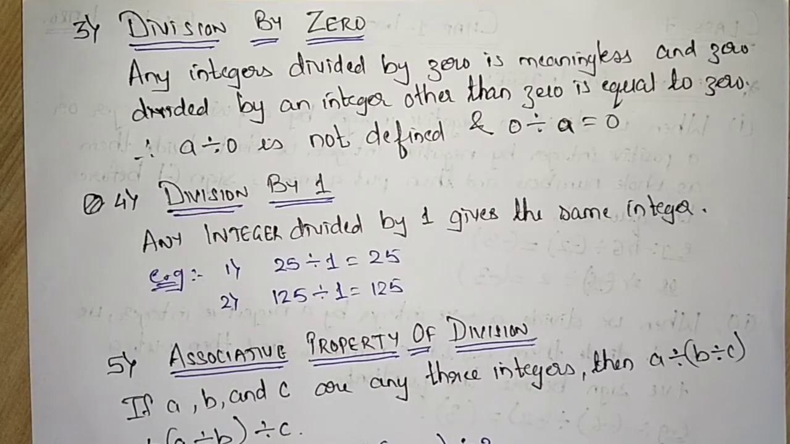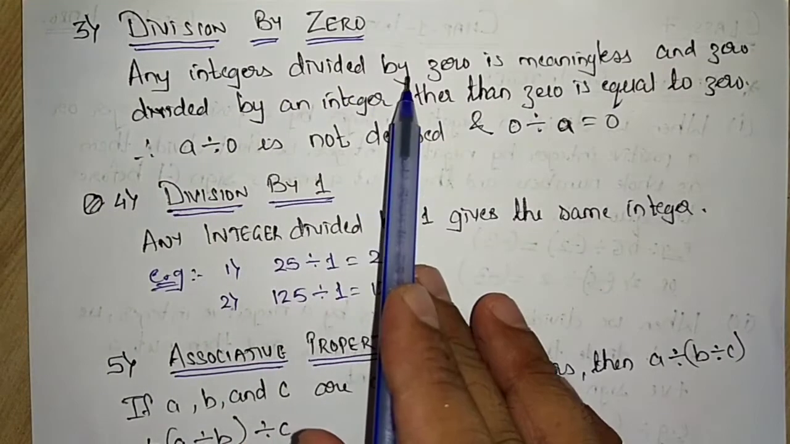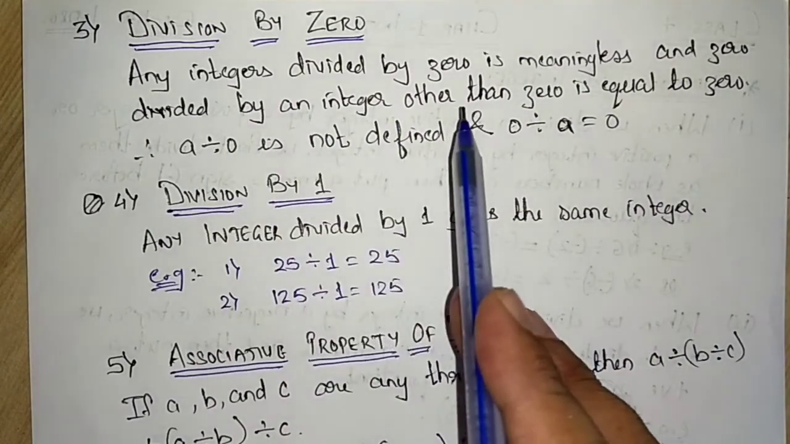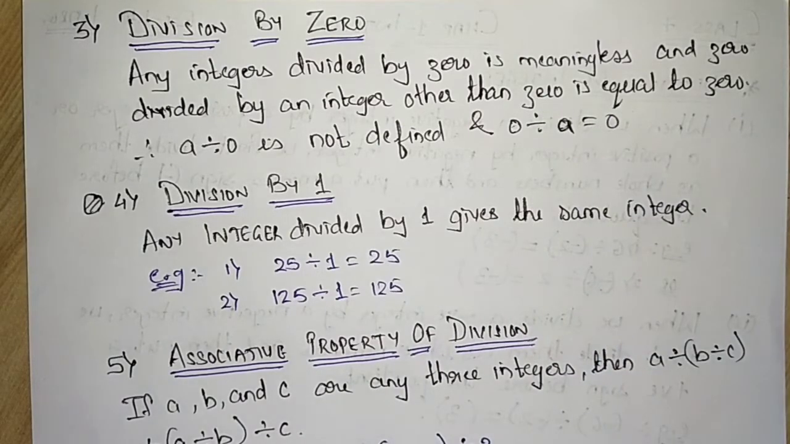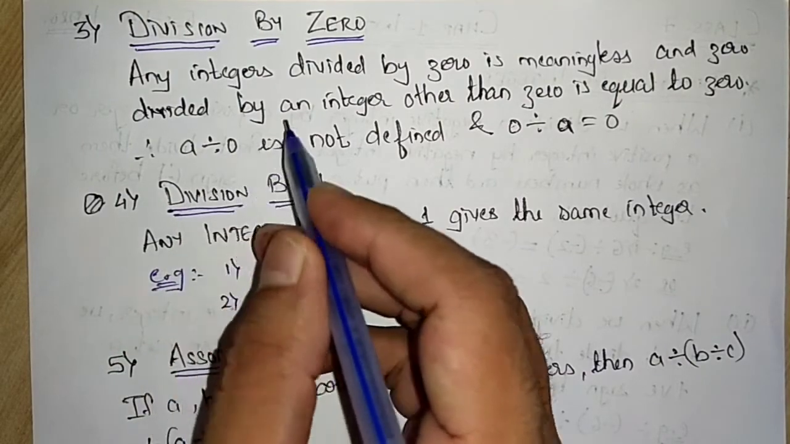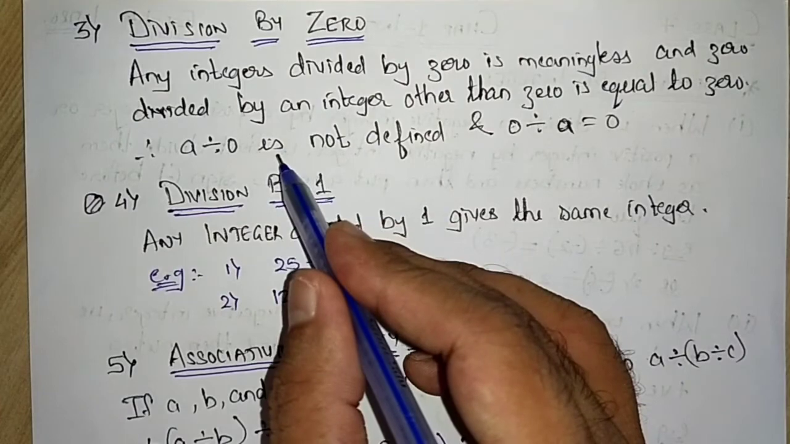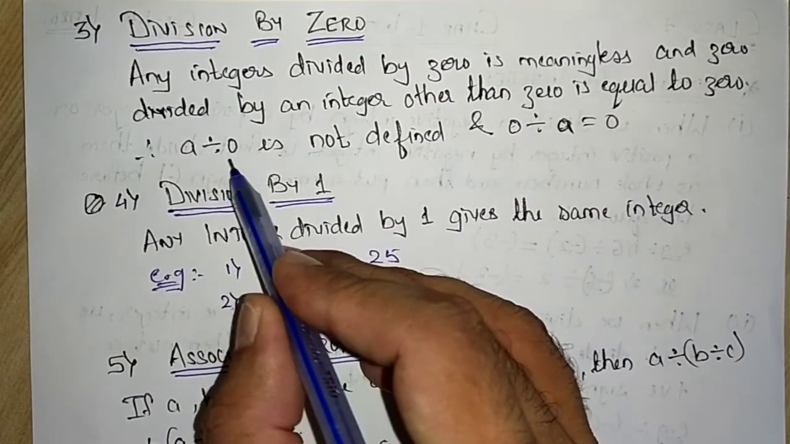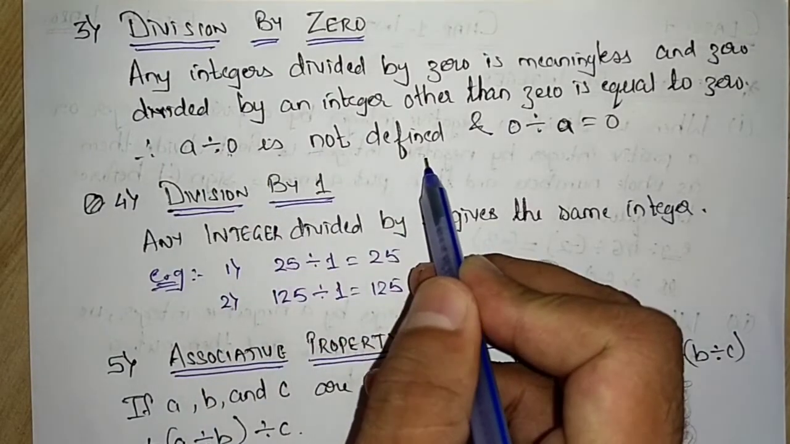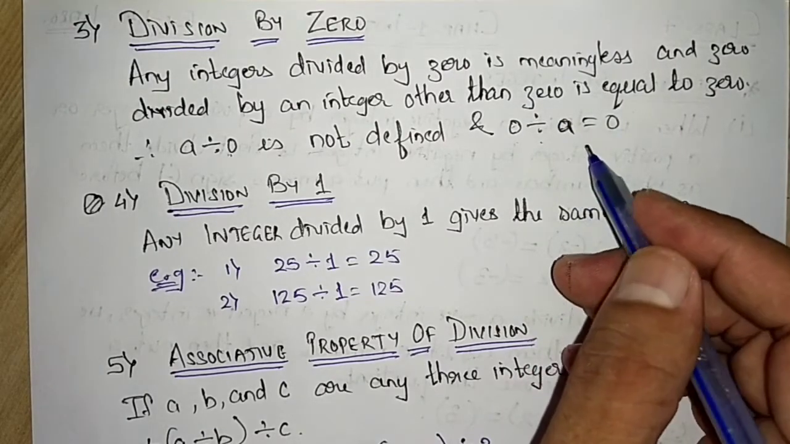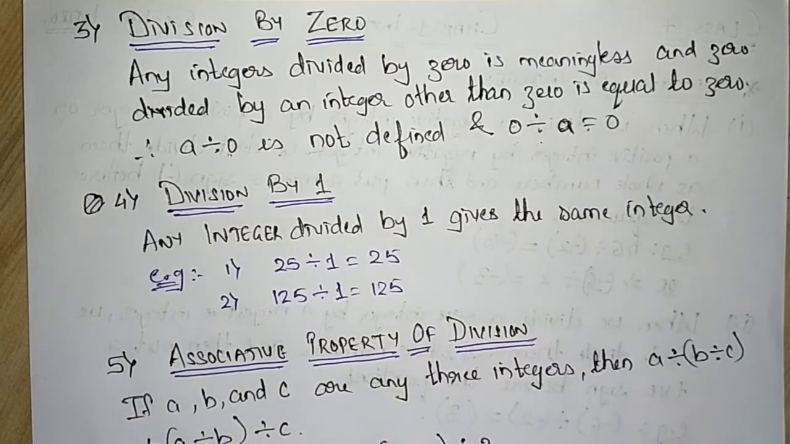Now the third property, that is division by 0. What it says is, any integer divided by 0 is meaningless, and 0 divided by an integer other than 0 is equal to 0. That means if you divide any integer, let us take 5 divided by 0, it will be meaningless. So we say it is not defined. If any number is divided by 0, we will say it is not defined. But if 0 is divided by any integer, the answer will always be 0.